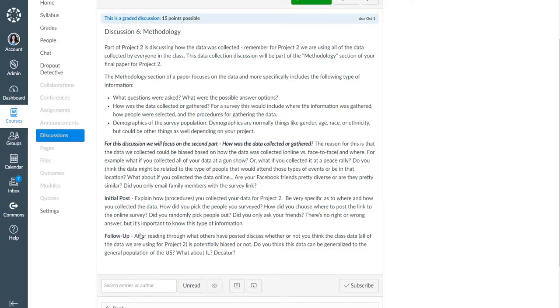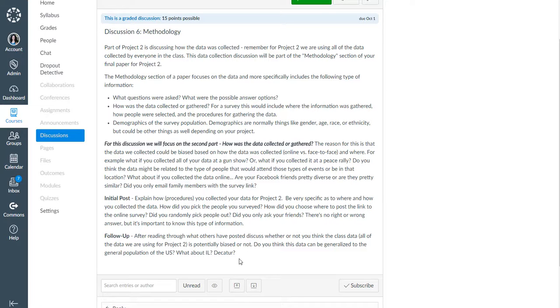For the follow-up, after reading through what others have posted, discuss whether or not you think the class data, meaning all of the data we're using for Project 2, not just yours, is potentially biased or not. Do you think this data can be generalized to the general population of the US? What about Illinois, Decatur? For this one, the follow-up isn't as much replying to other people as it is taking in what everyone writes and comparing and contrasting how you did it and how other people did it, and trying to figure out whether our data collection methodology is biased.